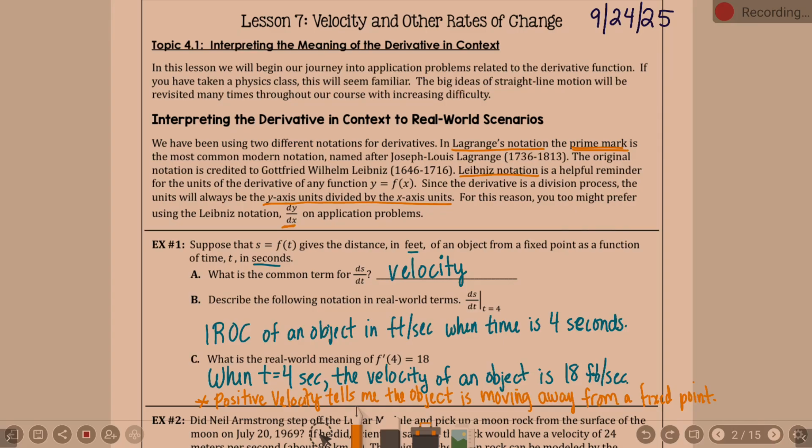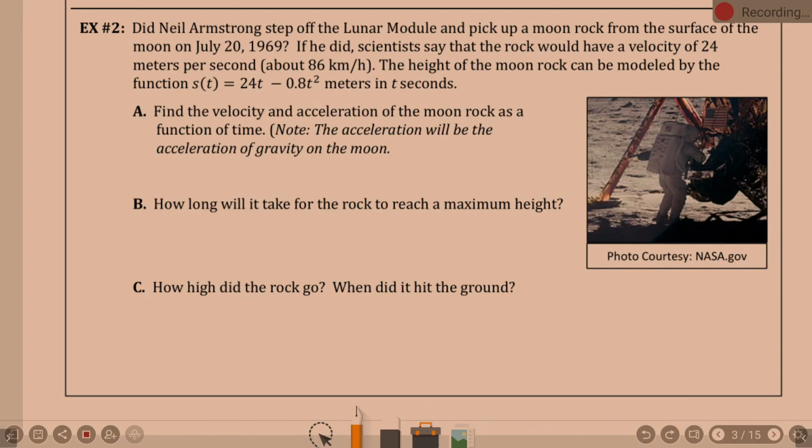Okay, example 2. Did Neil Armstrong step off the lunar module and pick up a moon rock from the surface of the moon on July 20th, 1969? If he did, scientists say that the rock would have a velocity of 24 meters per second, or about 86 kilometers per hour. The height of the moon rock can be modeled by this function, s of t equals 24t minus 8/10 t squared meters in t seconds.